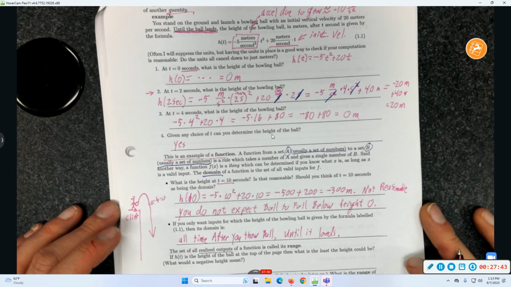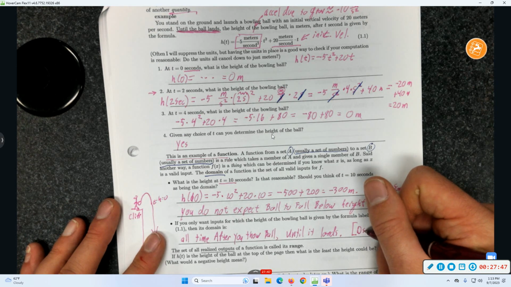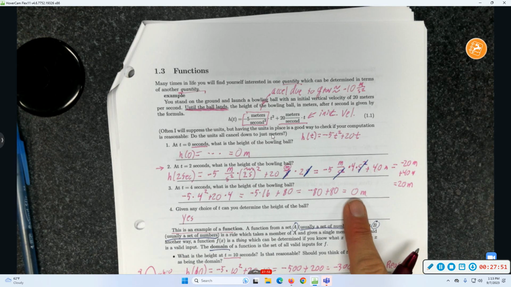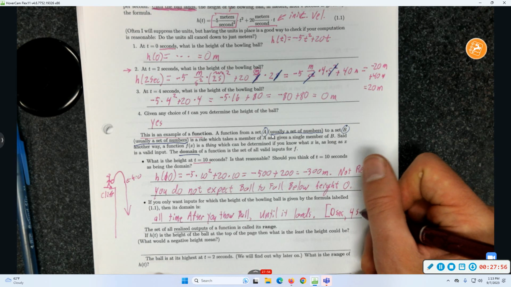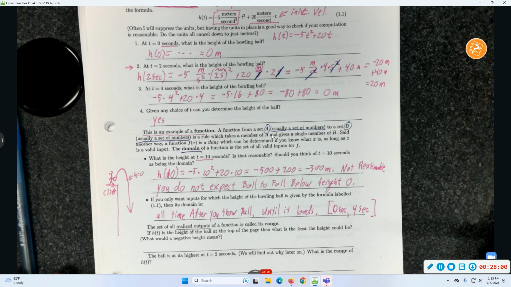But you know what? You know when you threw the ball. You threw the ball at time equals 0 seconds. And coincidentally, we figured out when it landed already. It lands at t equals 4 seconds. So I would describe the domain of this function as just being the interval from 0 to 4 seconds.